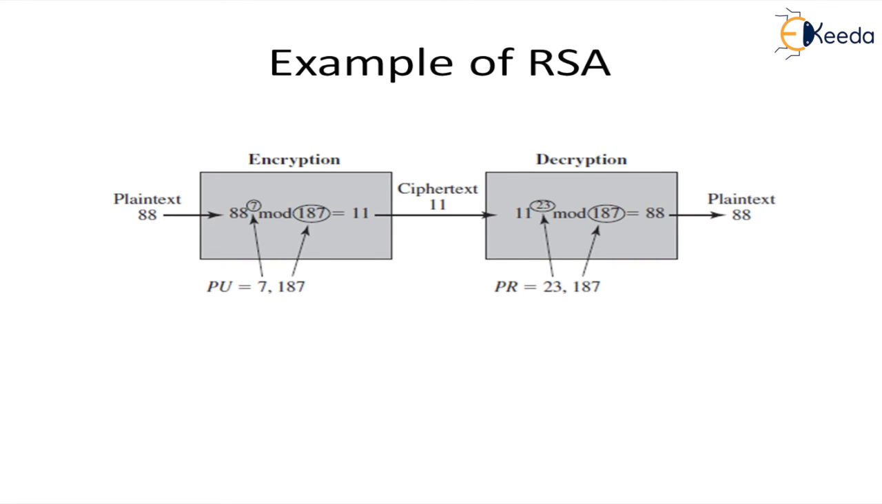For example, the RSA algorithm works with the plain text, suppose 88, as an input for the encryption. It is raised to the public key 7: 88 raised to 7 mod 187 is equal to 11, which is the ciphertext. This is given as input to the decryption block. Then 11 raised to 23, the private key, mod 187 gives 88. So the plain text is recovered. Arithmetic operations are performed, and because of this we have the encryption and decryption process.